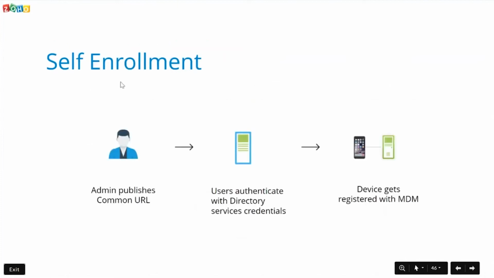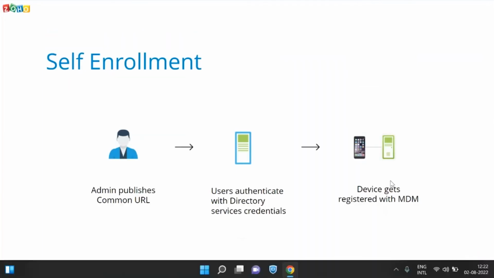On to the next method, self-enrollment. So this is the workflow. First, the admin will publish a common URL. Once the user gets this URL, they will click it and they will be prompted to authenticate their device with Active Directory credentials. So by this you would have understood that a condition for this method is that Active Directory needs to be configured. And the reason for this is that it is mandatory for users to authenticate themselves with their AD credentials, so that you will also be aware of who is enrolling the devices. Once the authentication is complete, the device will be registered along with Mobile Device Manager Plus.